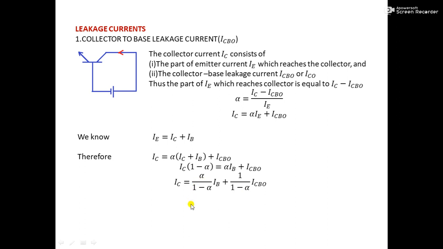And for alpha by 1 minus alpha, we can write beta, because in the last lecture we have seen that alpha and beta have the relation beta is equal to alpha by 1 minus alpha. So we can replace this term by beta, and if we add 1 to this, it gives beta plus 1 equal to 1 by 1 minus alpha. So we can write beta plus 1 instead of this term. So we have reached the equation IC is equal to beta IB plus beta plus 1 ICBO.